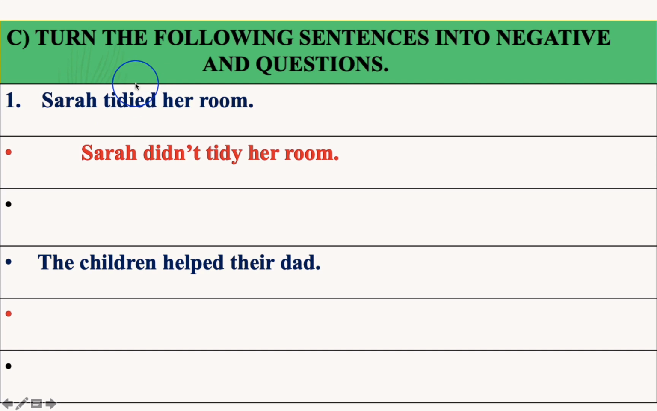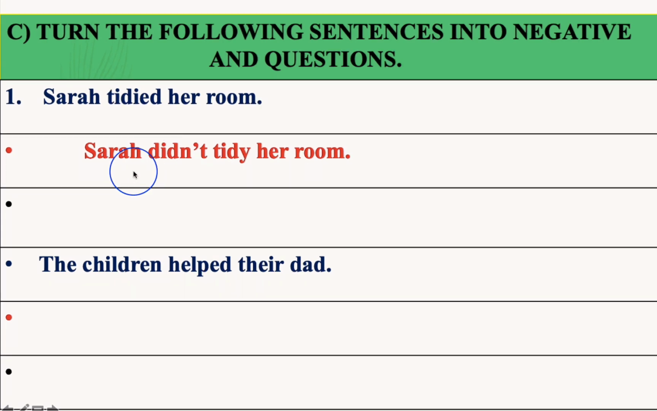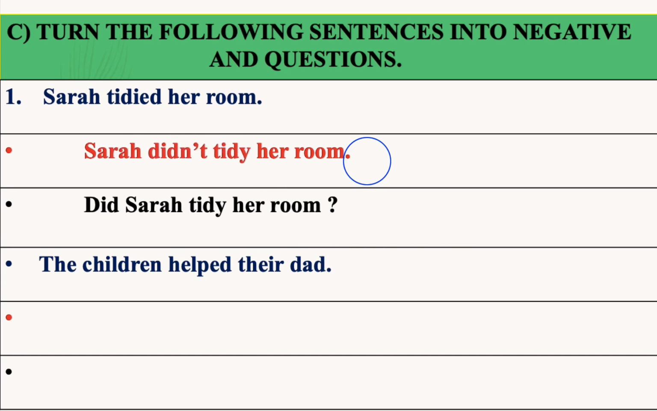We need to give the original verb of tidied. So what is the original verb of tidied? We delete IED, and we replace it with Y. Okay? So tidied, the present of tidied is tidy. So for the affirmative, if we have IED, we change it into Y. Okay? So Sarah didn't tidy her room. The question is, did Sarah tidy her room? Okay, question mark.